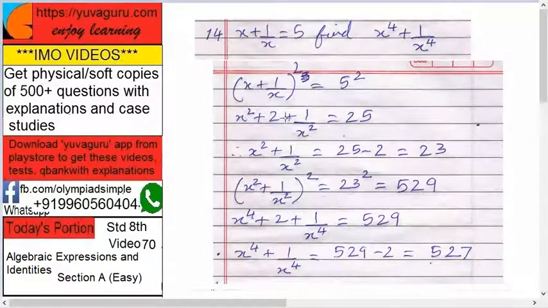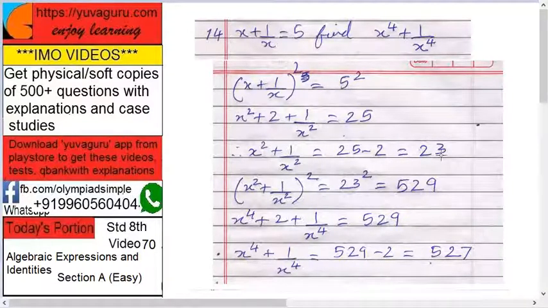So x square plus 2 into x gets cancelled, plus 1 upon x square equals 25. Take 2 on this side. Therefore x square plus 1 upon x square equals 23. Okay. Now we want x raised to 4.